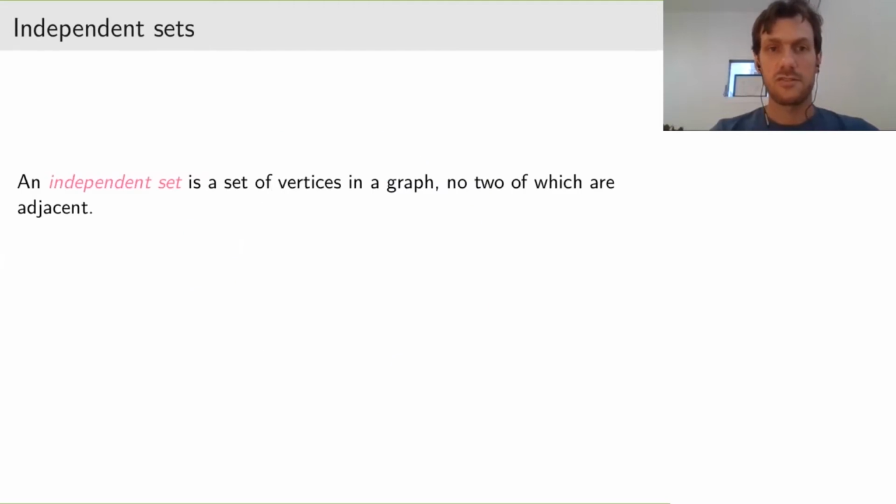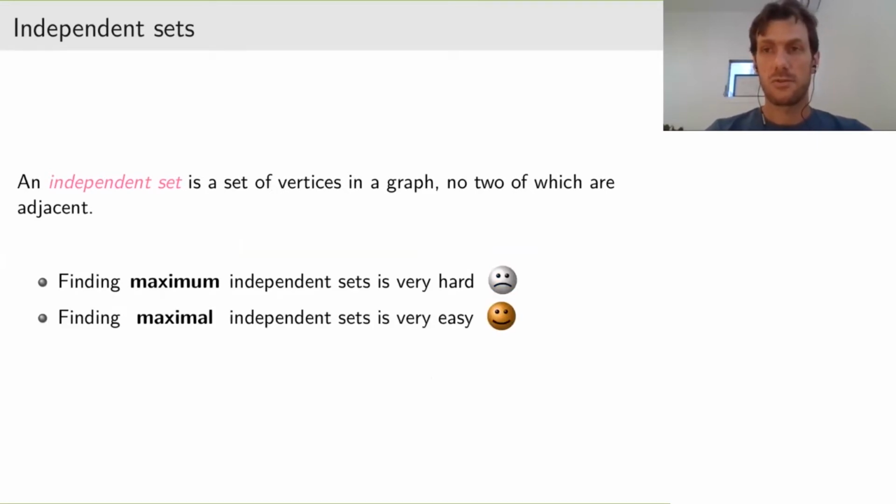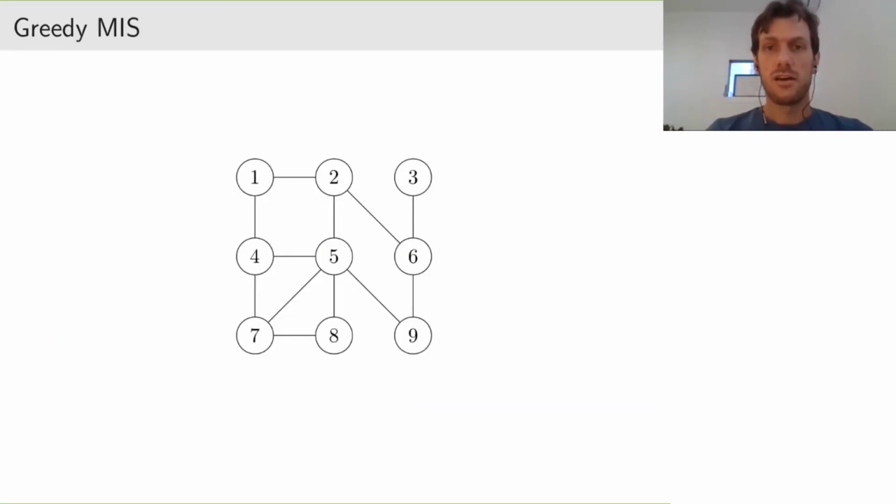So here are some definitions. An independent set is a set of vertices in a graph, no two of which are adjacent. Finding maximum independent sets is very interesting, but also very hard, NP-hard and even hard to approximate. But finding maximal independent sets with respect to inclusion is very easy. How easy? Well, we can apply the greedy approach, namely, given an arbitrary ordering of the vertices, we consider the vertices one by one according to this order and add them to our set, or color them red if the resulting set does not span an edge. So 1 will be in our set, 2 will not be, 3 will be, and so on. This always yields a maximal independent set, but how large will it be?